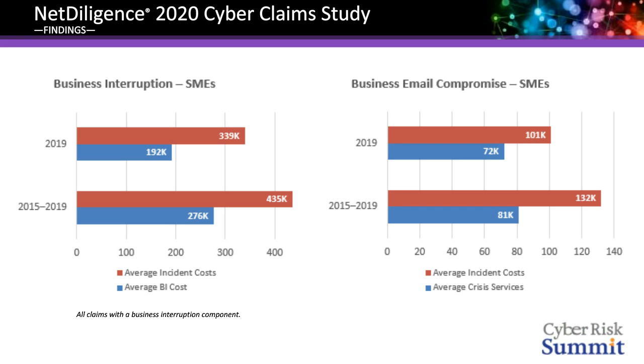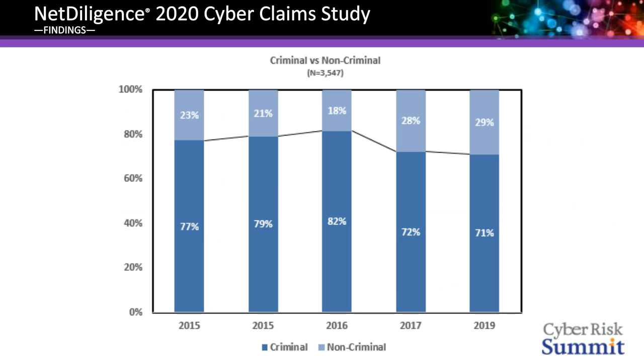Quick slide on criminal versus non-criminal. There's always a heavy cyber criminal component to these claim events. This past year is very much similar to what it was in 2017 and actually came down from 2016. It's at 71%. Of the events involve some kind of criminal component, as opposed to just a simple staff mistake that caused some kind of liability event.